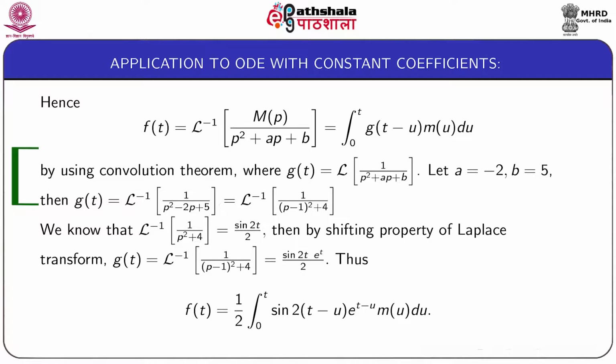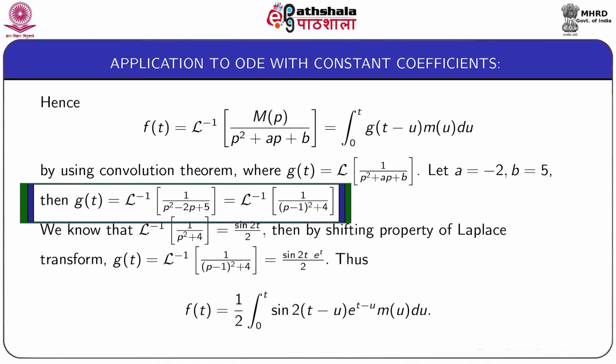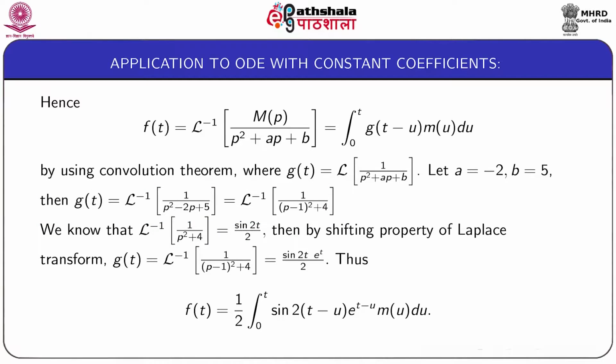Now, let us consider some numerical value of the constant a and the constant b. Let a be equal to minus 2 and b equal to 5. Then g(t) equal to Laplace inverse of 1 by p square minus 2p plus 5, and that is equal to Laplace inverse of 1 by (p minus 1) whole square plus 4.